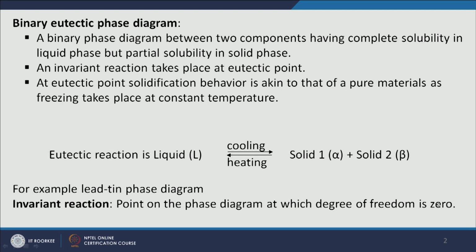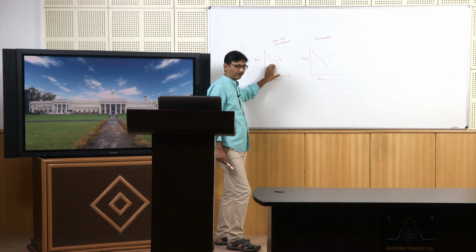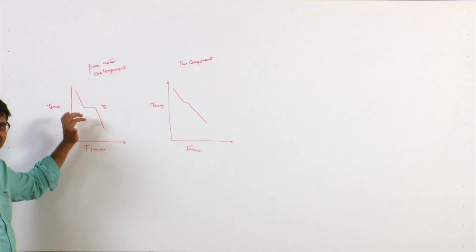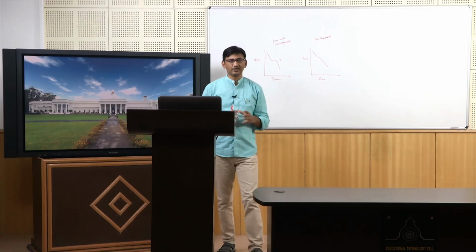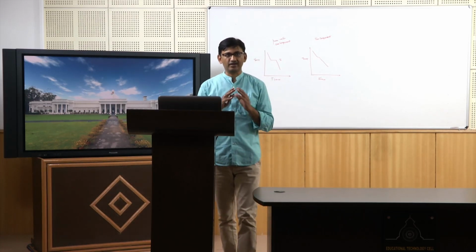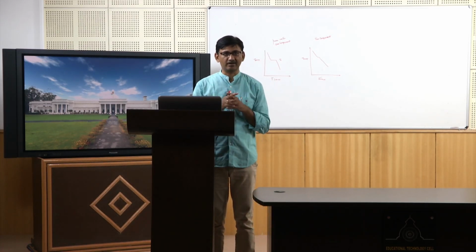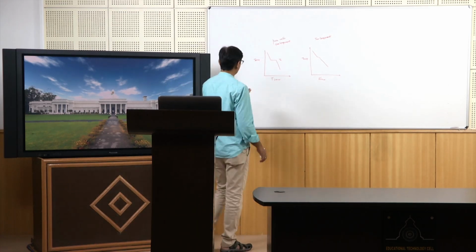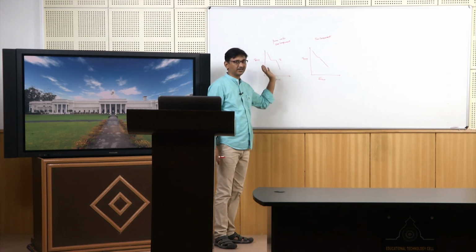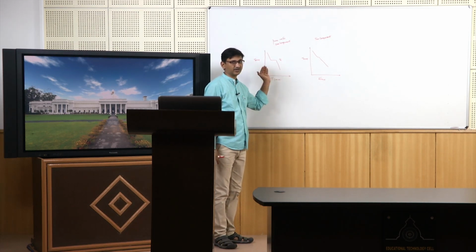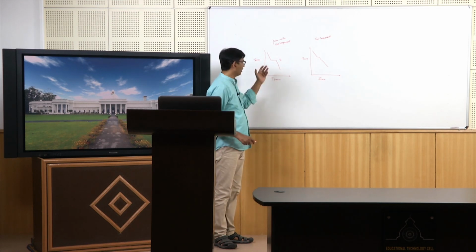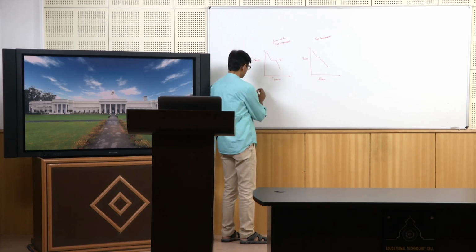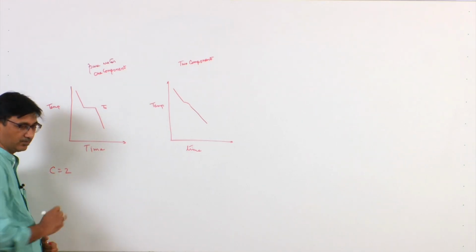So, why do you get this type of profile at the eutectic point? Because in this case the degree of freedom is 0. This is an invariant point. Invariant means you cannot change anything; it remains constant. So, I cannot change any variable because my degree of freedom is 0. Why is the degree of freedom 0? We are talking about a two-component system, so my C is equal to 2.